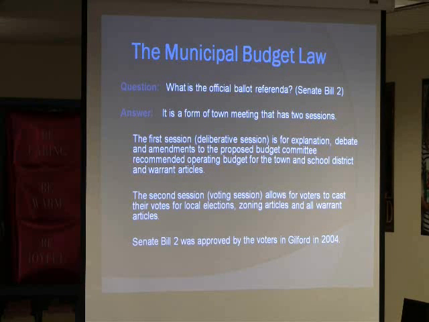Another question that comes up a lot is, what is the official ballot referendum or Senate Bill 2, or what you commonly hear as SB 2? Basically, it's a form of town meeting that has 2 sessions. The first session, which is the deliberative session, is for the preparation, debate, and amendments to the proposed budget committee's recommended operating budget for the town and the school, and to put together and discuss warrant articles. The second session, which is the voting session, allows the voters to cast their votes for local elections, zoning articles, and the warrant articles. Back in 2004, SB 2 was adopted in Guilford.